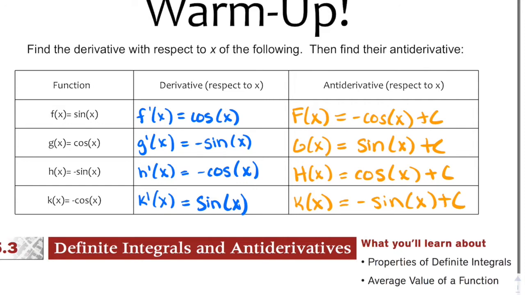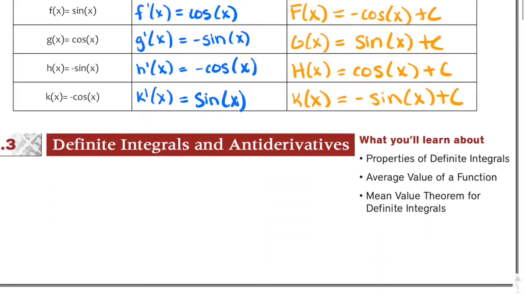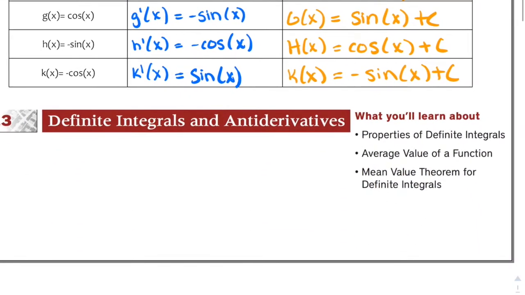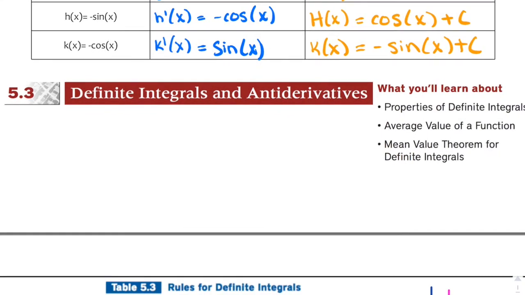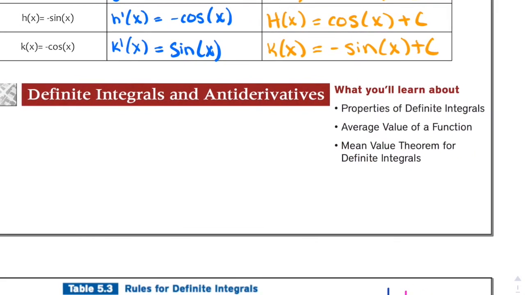All right. So let's get started with our lesson on definite integrals and antiderivatives. The three things we're going to focus on today are properties of definite integrals, average value of a function, and how that relates to the mean value theorem of definite integrals. There are pretty much three main topics here. I only expect you to be accountable for two of those major ones, so we'll focus on those today.